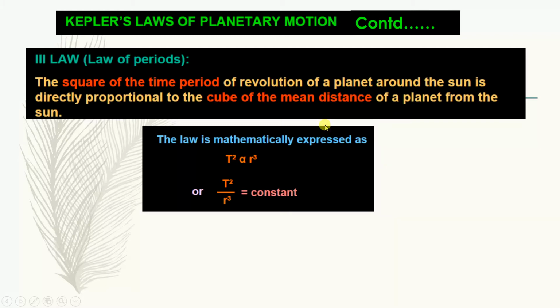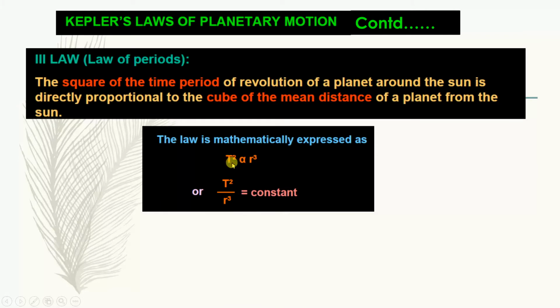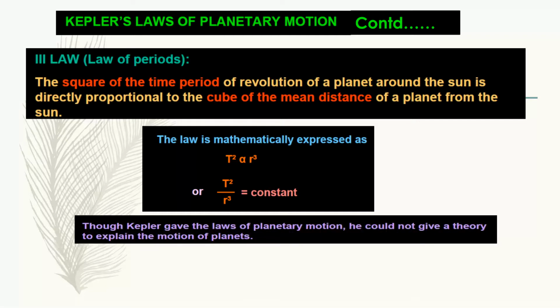Means कितना दूर है planet sun से, वो distance जो है उसका अगर हम cube कर लें, and the time period जो है planet का, if we make a square of it, then both these are proportional to each other. Time period means the time taken by the planet for one revolution. Okay? And this T square is directly proportional to R cube. Square of the time period is directly proportional to the cube of the mean distance of the planet from the sun. Distance between planet and the sun.